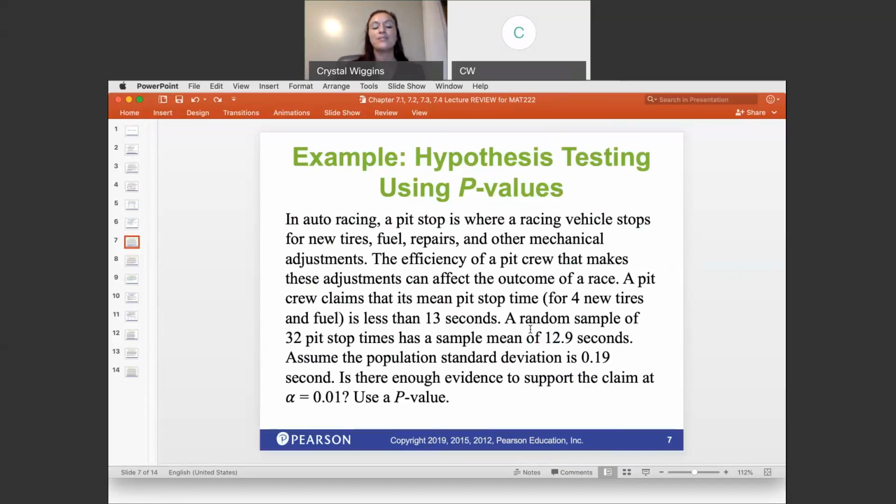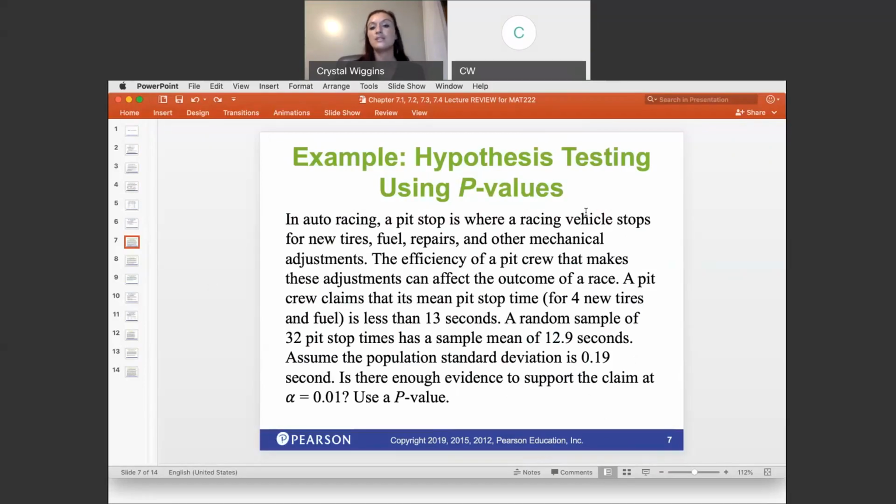A random sample of 32 pit stop times has a sample mean of 12.9 seconds. Assume the population standard deviation is 0.19. Is there enough evidence to support the claim that the pit crew is stating that their mean time is less than 13 seconds? All right, couple things.